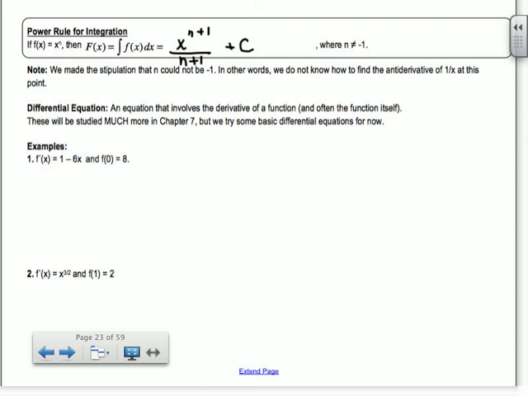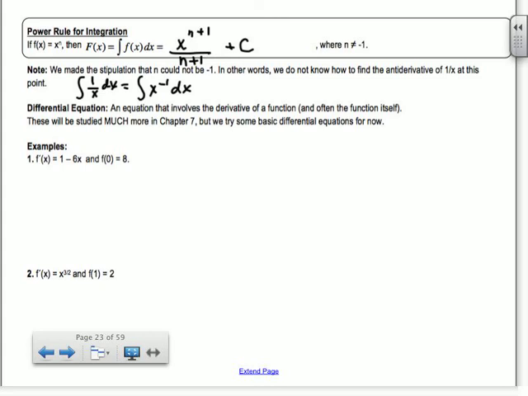Okay, notice we made the stipulation that n could not be negative 1. In other words, we don't know how to find the antiderivative of 1 over x at this point. So if I had the antiderivative of 1 over x, that's x to the negative 1 dx. Think about adding 1 to that power. You get x to the 0. So really, what is the thing that you take the derivative of to get 1 over x? You guys know that already.